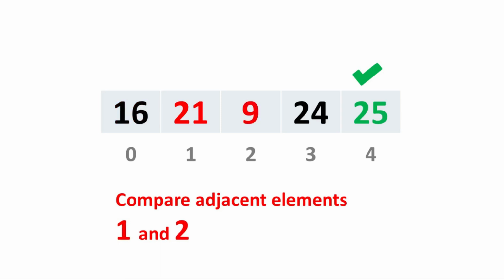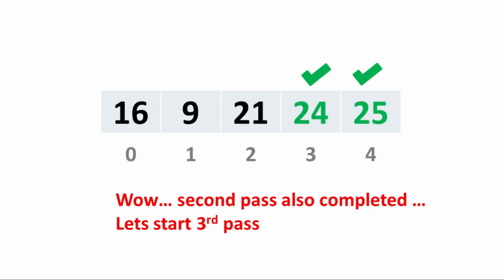Increment the positions. Now positions are 1 and 2. 21 is compared with 9. Both are not in ascending order. Swapping takes place. After swapping, again I'll increment the positions. 21 is compared with 24. That means position 2 is compared with position 3. Both are already in ascending order. No swapping is required. Here is the endpoint for the second iteration.